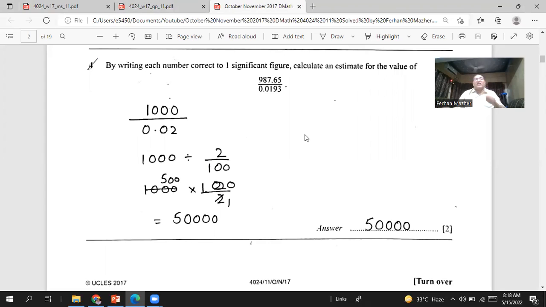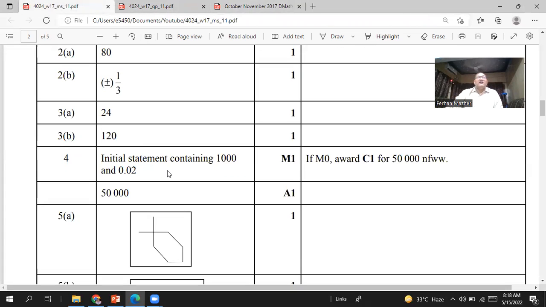So this is 1000 divided by 0.02. So 1000 divided by 2 by 100, I remove that decimal. When I convert that divide sign into a multiply sign, it becomes 100 by 2, and this 1000 can be cancelled. 500 multiplied by 100, it will be 50,000. So 50,000 is the answer, sir. So let's check. 50,000 is the right answer.